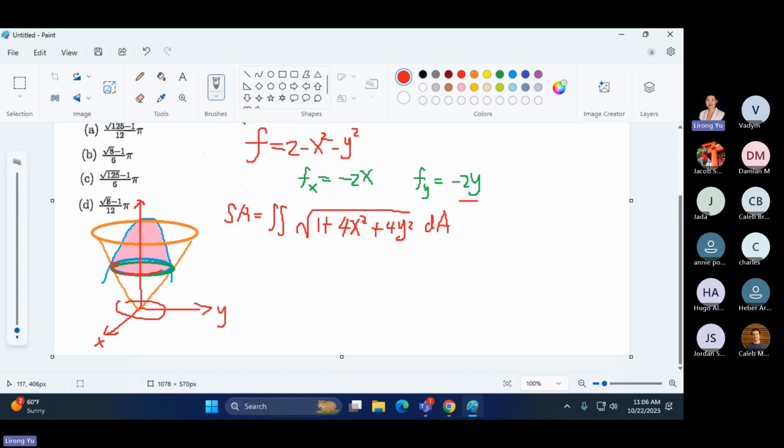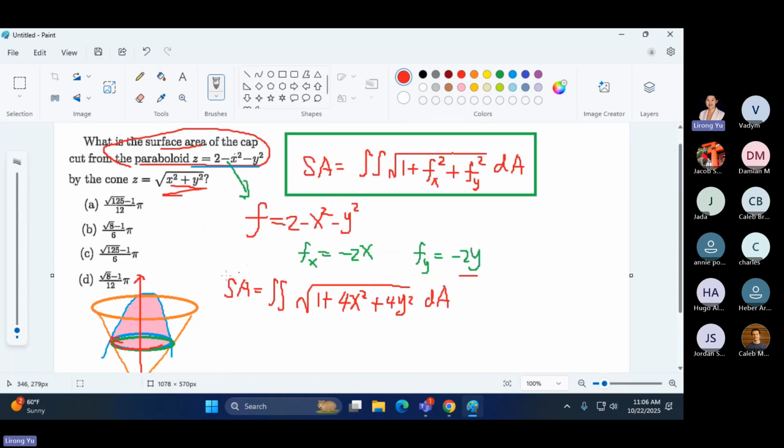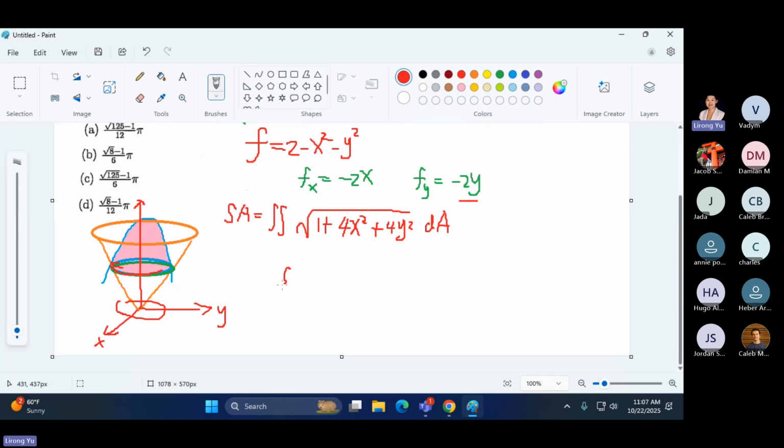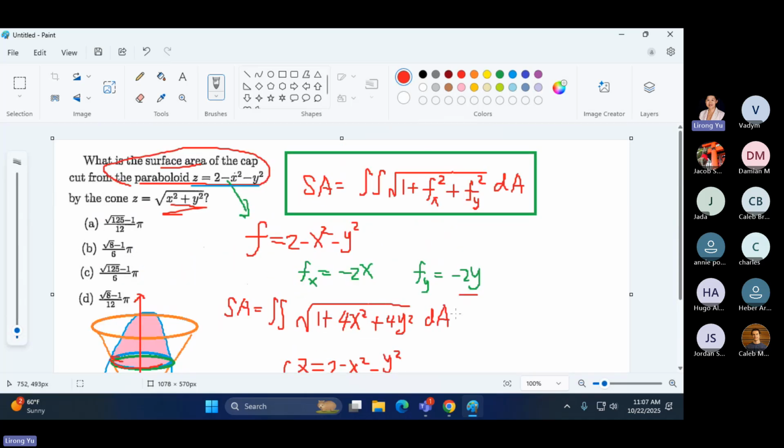So the line of intersection is very necessary. So we are pairing these two equations together. So you have z equal to 2 minus x squared minus y squared. And then we have z equal to square root of x squared plus y squared. And what are the others? That looks like a circle. I'm trying to think about it.